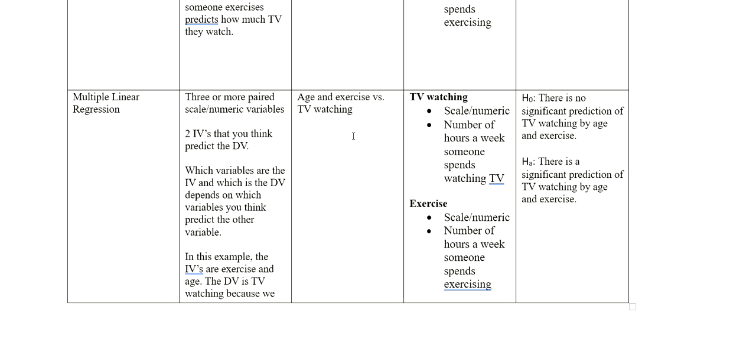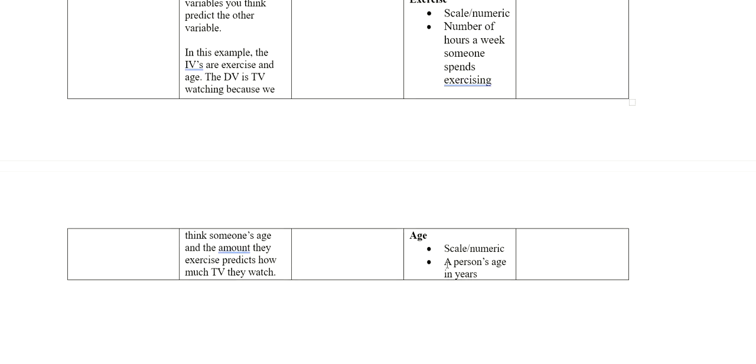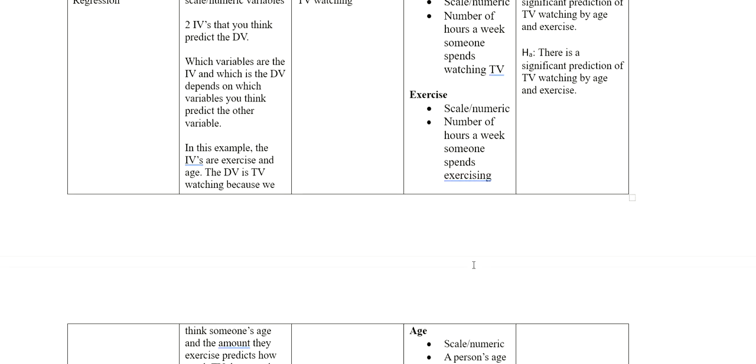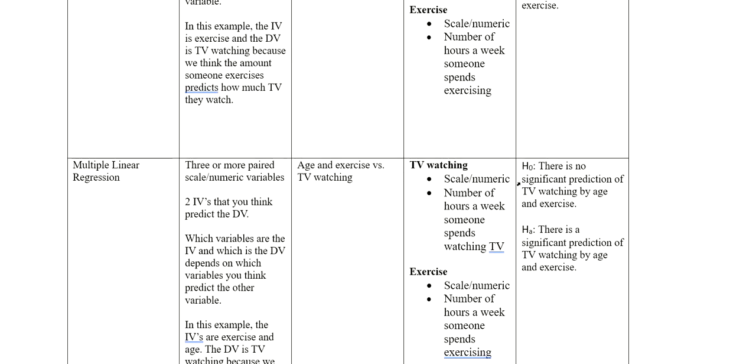The other important thing is these do have to be scale numeric variables, right? Number of hours a week someone spends watching TV, number of hours a week someone spends exercising, a person's age in years. That is a number. That is a number that has value. Then our null hypothesis is that there is no significant prediction of TV watching by age and exercise, and the alternative is that there is a significant prediction of TV watching by age and exercise.